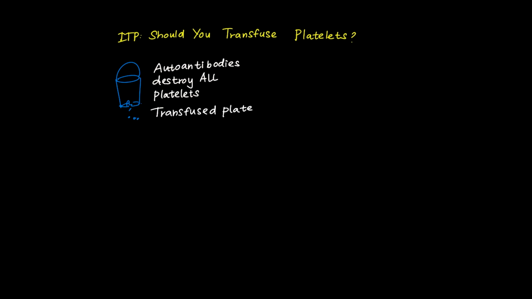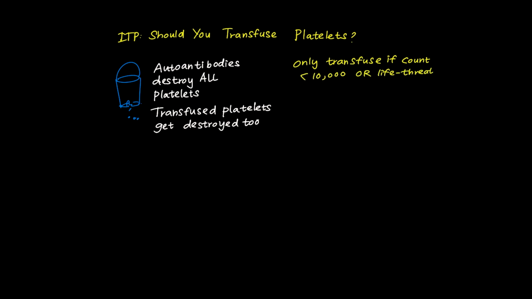So if you transfuse platelets into this patient, those autoantibodies will destroy the transfused platelets just as fast as the patient's own. It's pouring water into a bucket with a hole in the bottom. That's why the nurse should consult the provider before hanging them. Platelet transfusions in ITP are generally reserved for counts below 10,000 or active life-threatening bleeding. At 42,000, this patient doesn't meet that threshold.